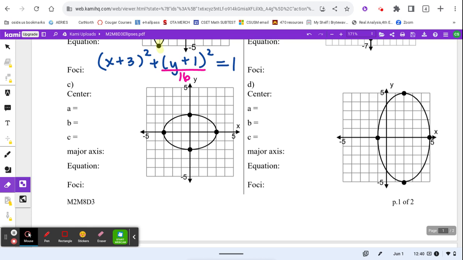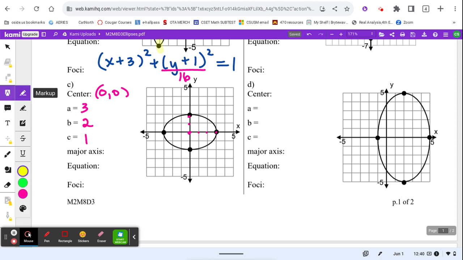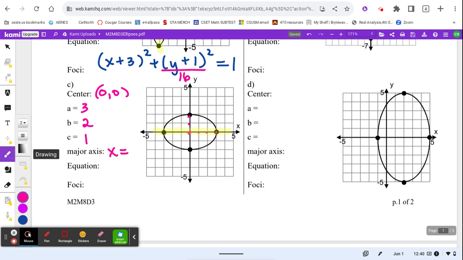All right, the center of this next one, we can go ahead and identify that at the 0, 0 origin. This time there's 3 in the x direction and 2 in the y direction. So the x direction is going to be my a squared. It's a distance of 3. B is 2. The major axis this time is going to be horizontal, going this direction. So we're going to say that it's through y equals 0.